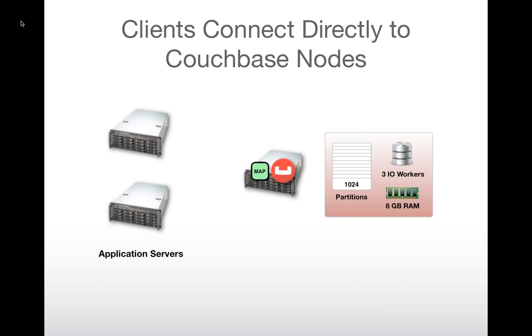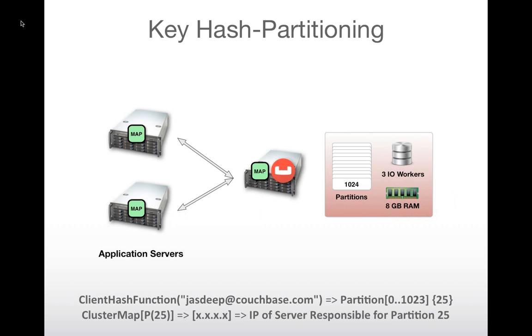Clients connect directly to Couchbase nodes. The first time it connects, it retrieves a cluster map. So Couchbase does hash key partitioning. So it takes the key of the document, it hashes it, and it has 1024 partitions. And when you hash the key, it results in a number from 0 to 1023 here. So in this case, like if I did the hash function on justdeep@couchbase.com, it's going to result in a number from 0 to 1023. Let's just say that hashes to 25.